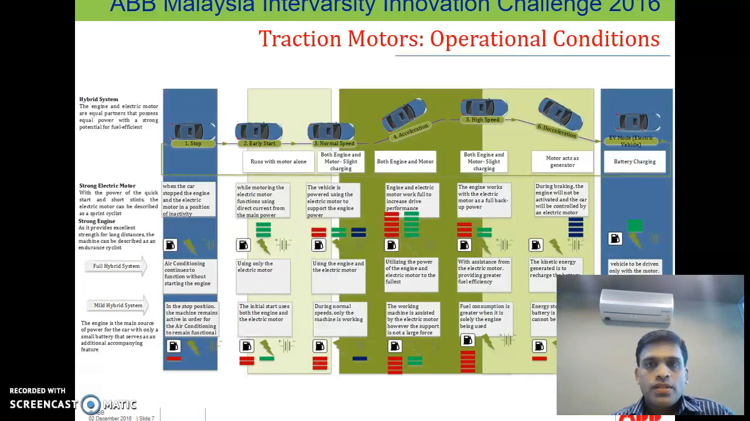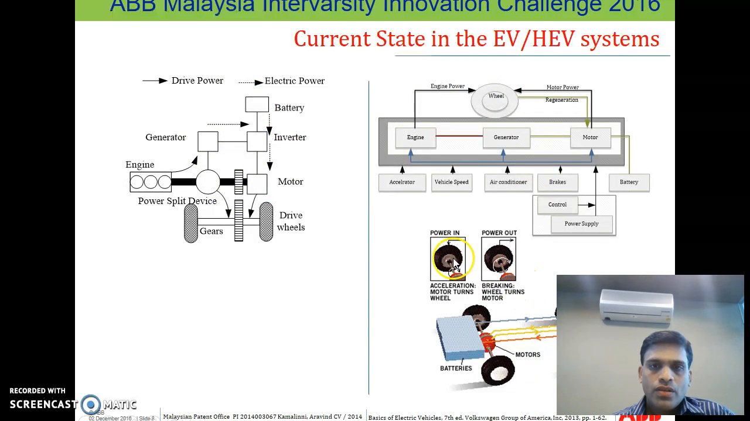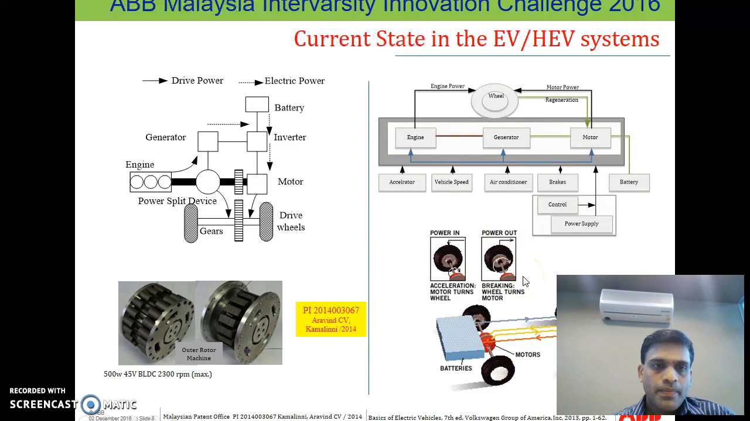Then you explain about this traction motor characteristics. You explain about hybrid, full hybrid, mild hybrid system. Then you explain the different stages of this car function. Okay, then you explain about how this power flow happens in the case of motor generator operation using either this picture or this picture. Then you say that what happens during acceleration is rotating in one direction, braking it is going out in the other direction.